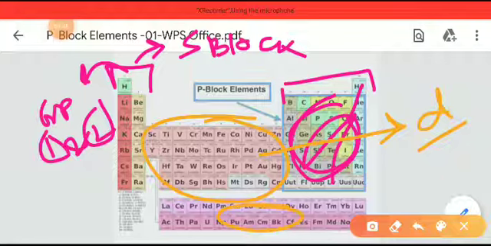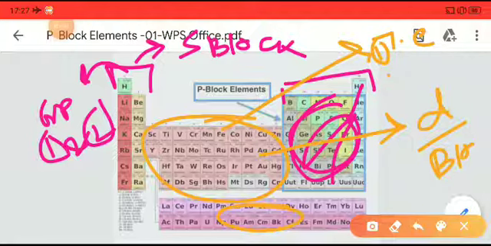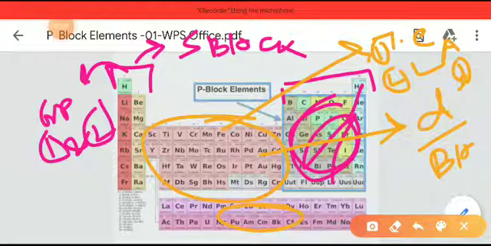When we study the D block element, we will know that there are 3 types of elements present: number 1 transition elements, number 2 lanthanides, and number 3 actinides. So in the D block, these are the three types.